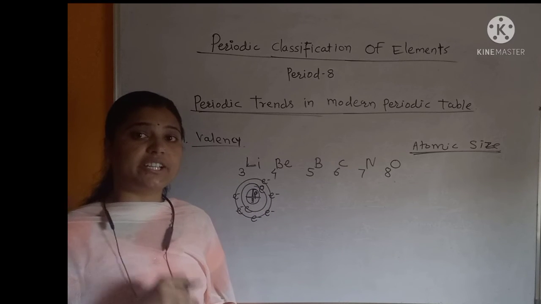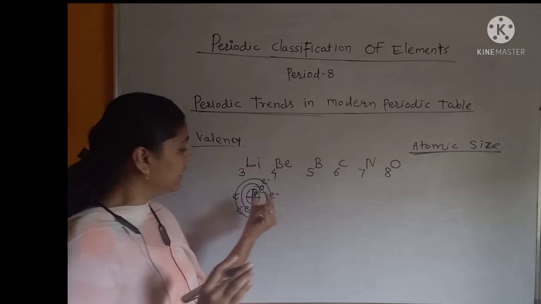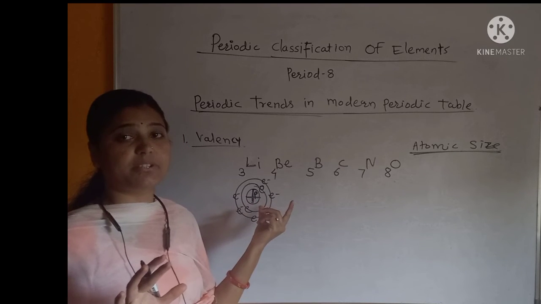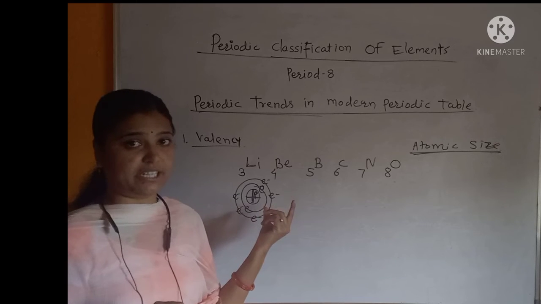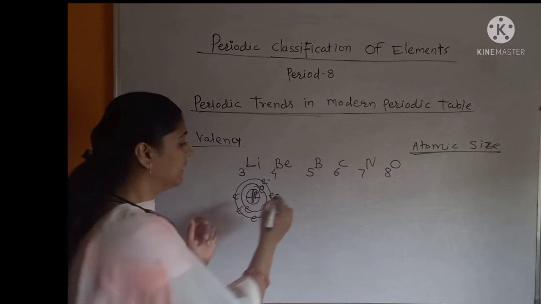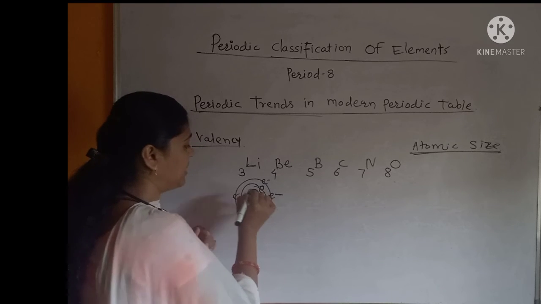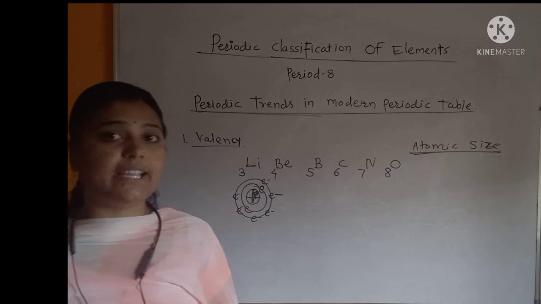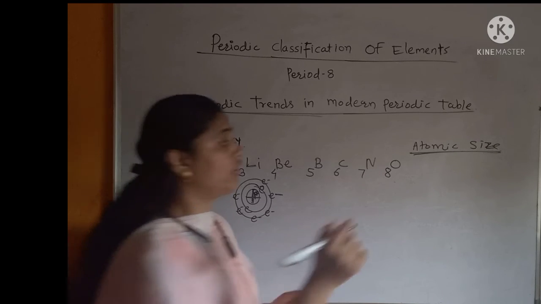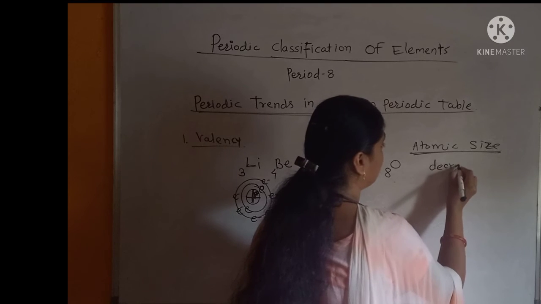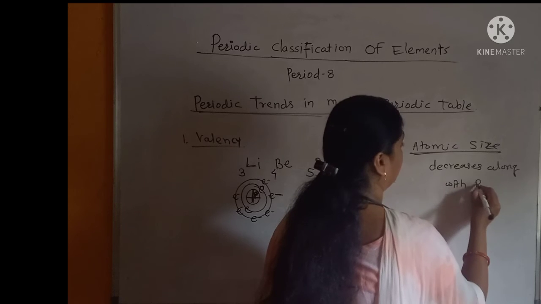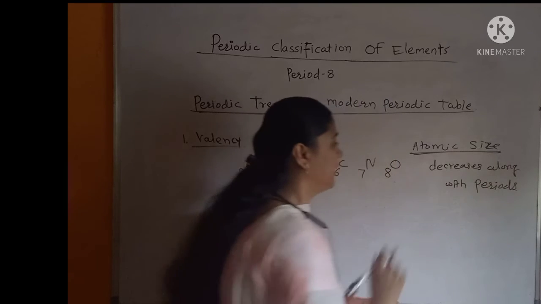When positive and negative charges are at the same distance, here the orbit is fixed, so there is no large distance between the negatively charged particle and the positively charged particle. Hence the distance is a fixed constant. At that time the attraction between the negatively charged electrons and the positively charged protons happens, and due to this the atomic size of an element decreases along the period. Atomic size decreases along periods. This is about atomic size.